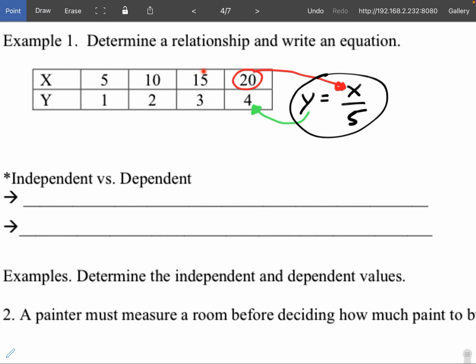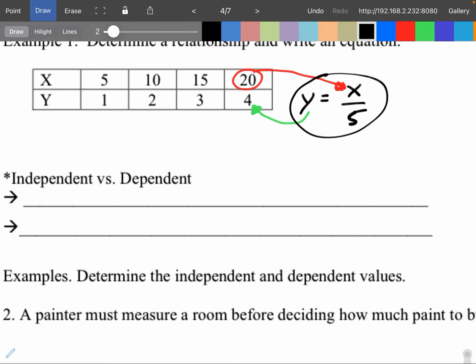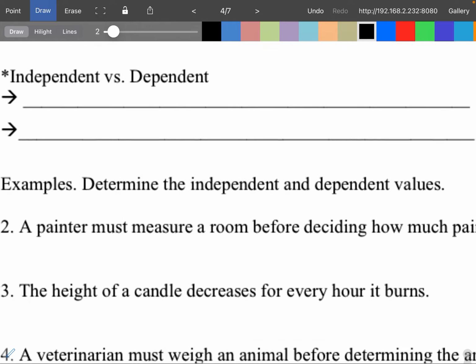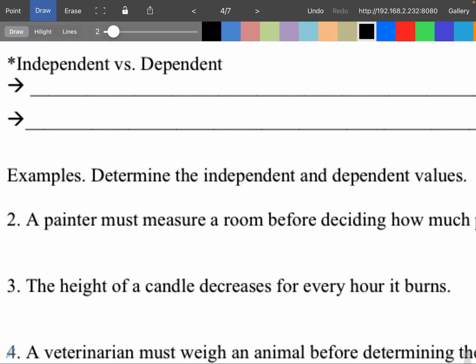Now, the next thing we have to do is fill in these definitions of independent and dependent. So do you guys see that your y depends on your x? You plug in different numbers for x, and what you get for y depends on what you plugged in. So, for example, in this one, if we plugged in 15 for x, we get out 3 for y. If we plug 10 in for x, we get out 2 for y. So the y depends on the x. So actually, it's kind of the other way around.